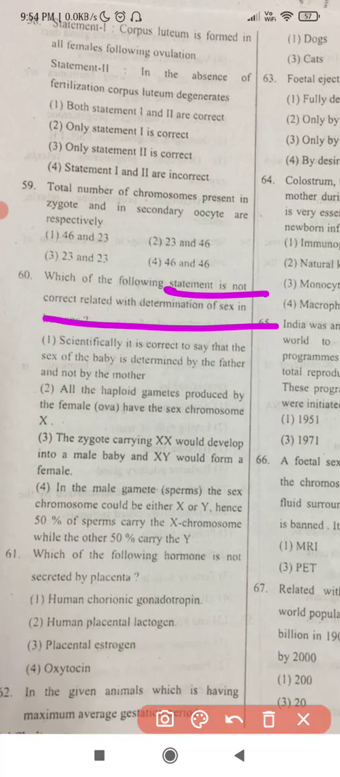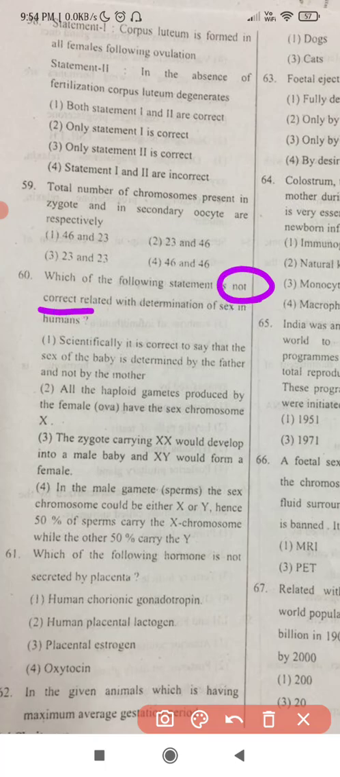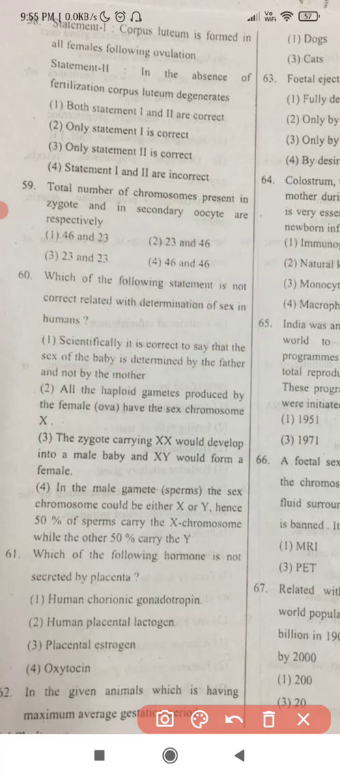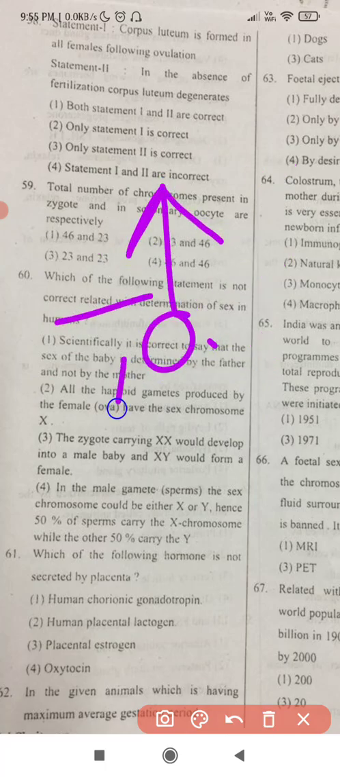Which of the following statements is not correctly related to the determination of sex of the baby? So it is asking which is not correct. Scientifically it is correct to say that the sex of the baby is determined by the father and not by the mother. Yes, because the male produces two different kinds of gametes. One is X and the other is Y.